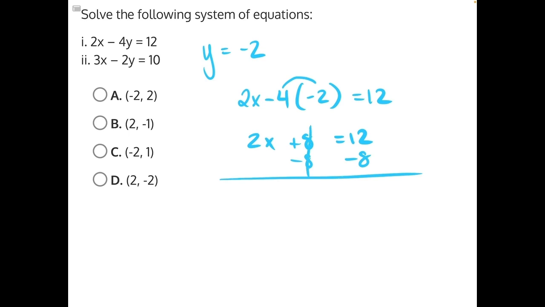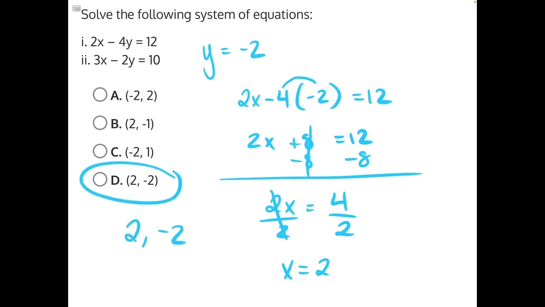Then we'll need to do opposite operations, subtract 8 from both sides. These will cancel, leaving us with 2x is equal to 4. 12 minus 8 is 4. Then 2 is being multiplied to x, so the opposite operation here is to divide both sides by 2. These will cancel, leaving us with x equals 4 divided by 2, which is positive 2. So our coordinates are 2, negative 2, making D our correct answer.